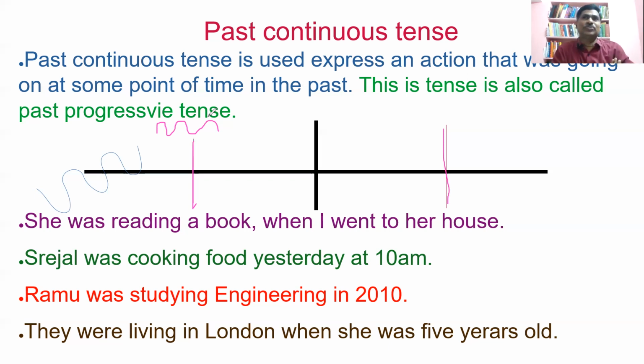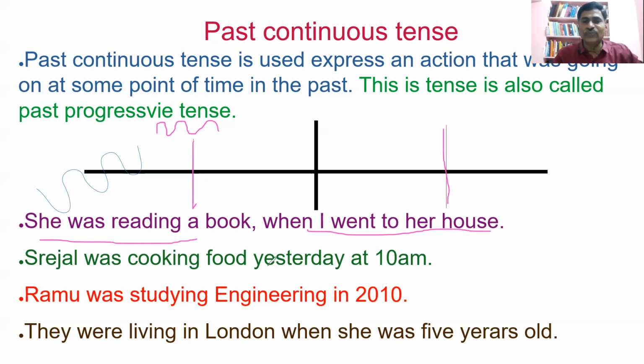We may mention time, we may skip time. Whereas past continuous tense is used when, at some point of time, this action was going on, or when some event occurred, this was going on. Like this, we use past continuous tense. Here are some examples. She was reading a book when I went to her house. Here, time has not been mentioned, but the event has. I went to her house, and at that time, she was reading a book. This action was going on at some point of time. What time? When I went to her house, at that event, she was reading a book, like this.